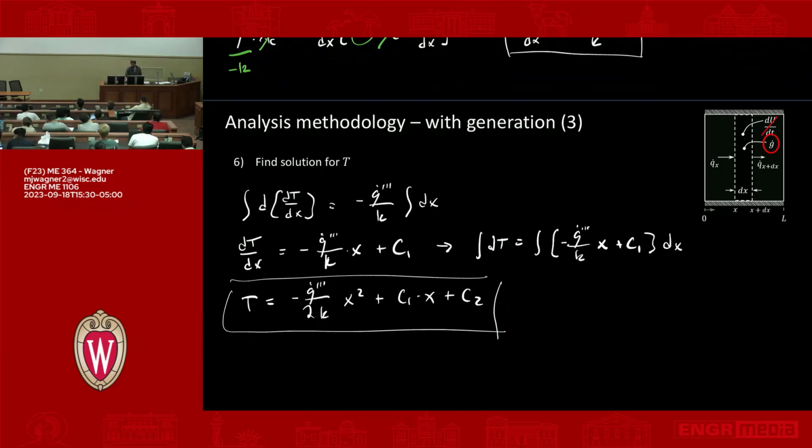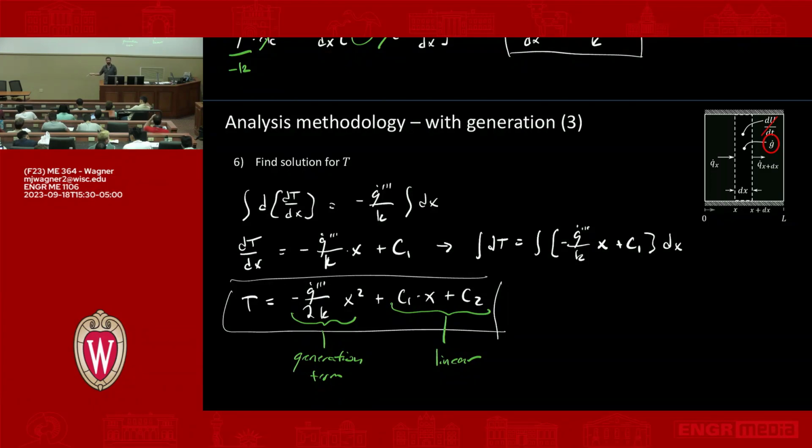So first of all, this should look really familiar. Right? That's linear. That's the solution to conduction through a plane wall. That makes sense because this is now the generation term. If you set G dot triple prime to 0, that whole term goes away and you're left with just your linear solution.